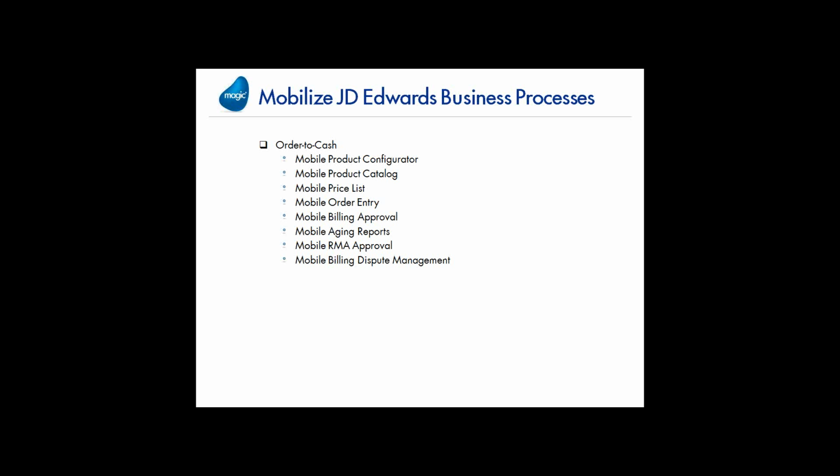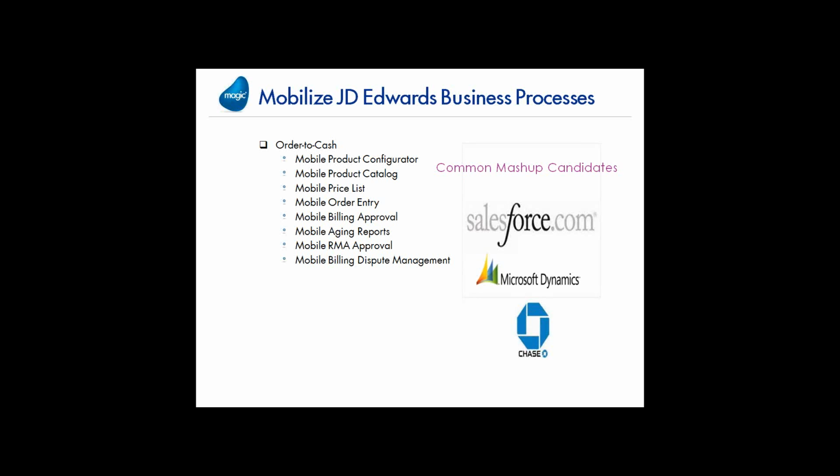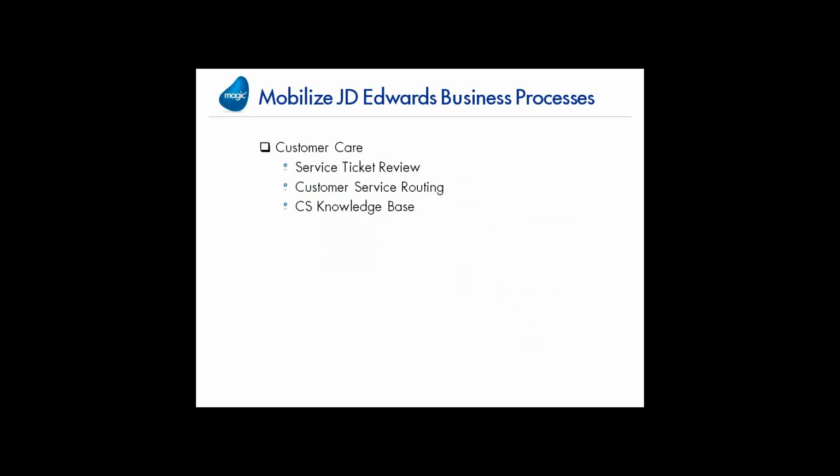These are all examples of order-to-cash apps that you may want to specify for your organization and then make a part of that 30-day to app program so that you can have the solution that you're looking for. Here again, your most common mashup candidates are going to be your CRM systems, but also perhaps payment processing systems, banking systems, and so forth.